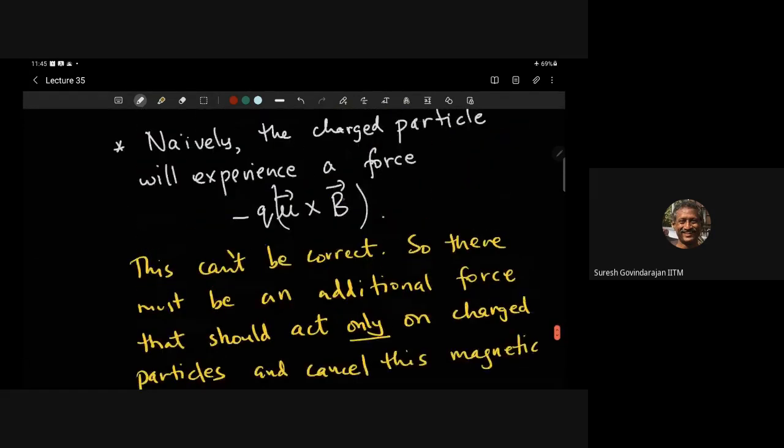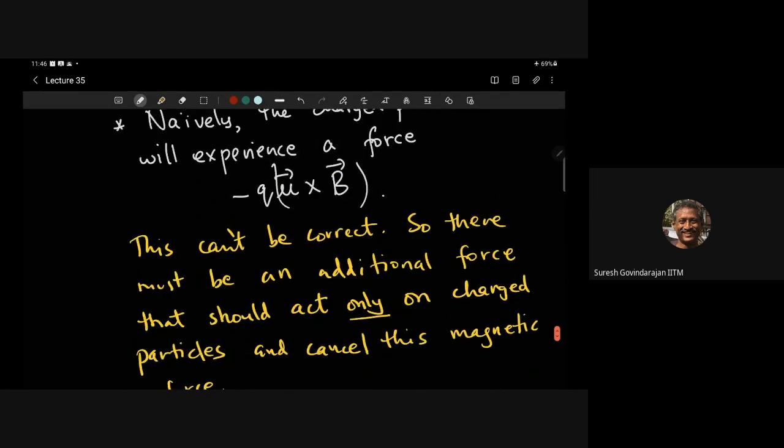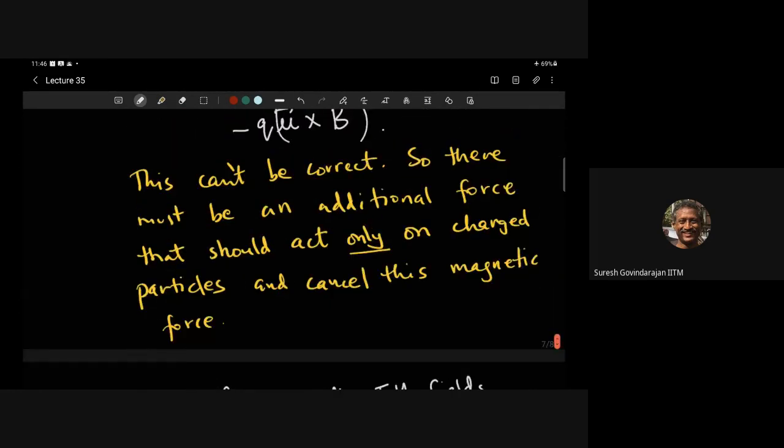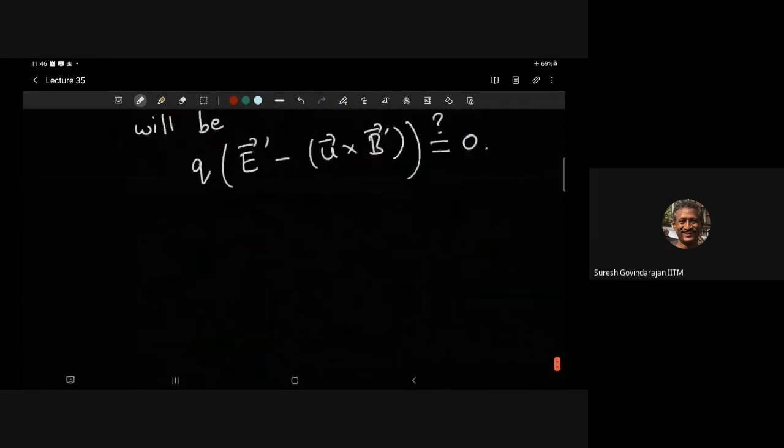So here I didn't even distinguish between B and B prime. I'm just saying, let's just go ahead and do this. Okay, and this question mark should be 0. Right? This is what we want. This is much weaker than what I wrote here. Here was something wrong. That was non-zero, clearly.